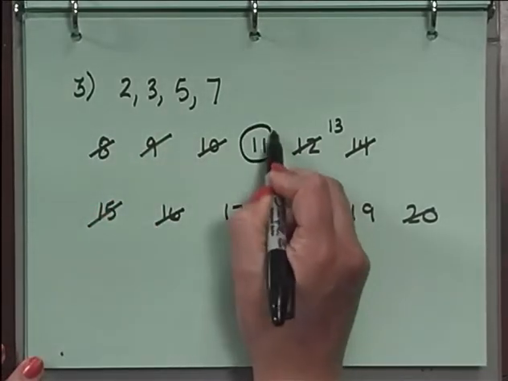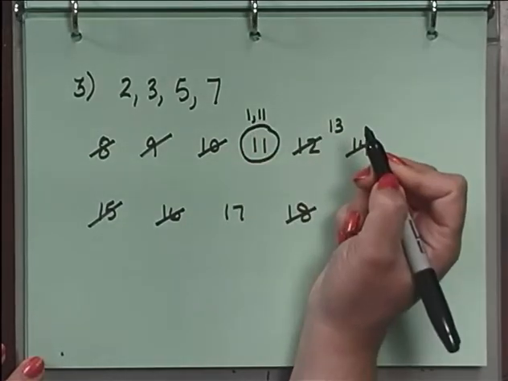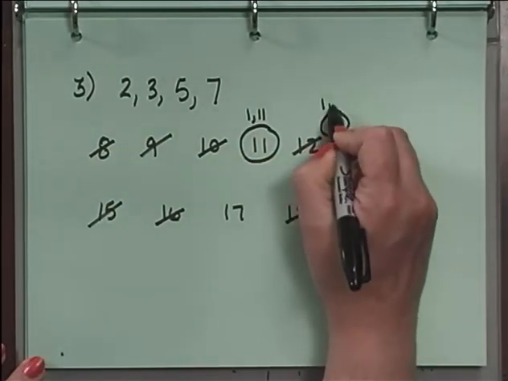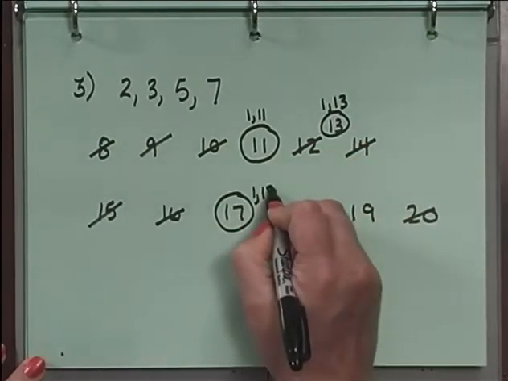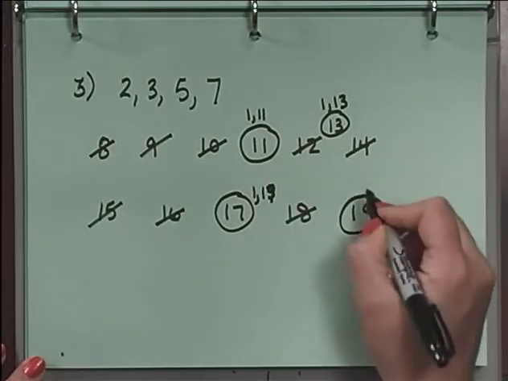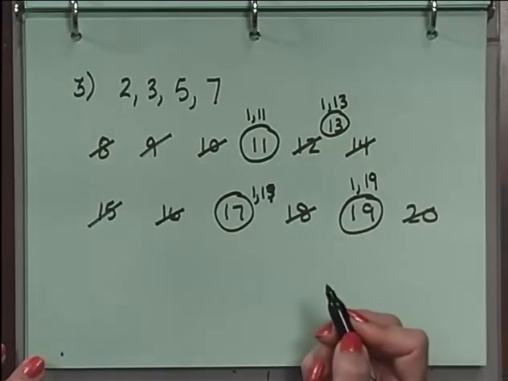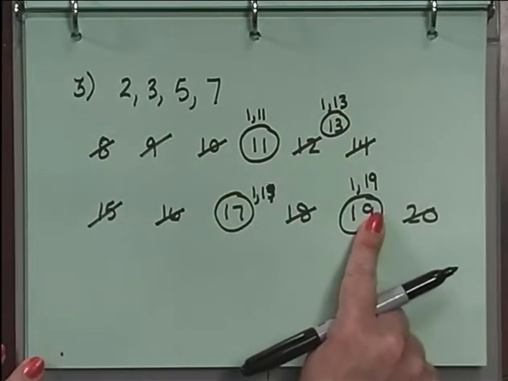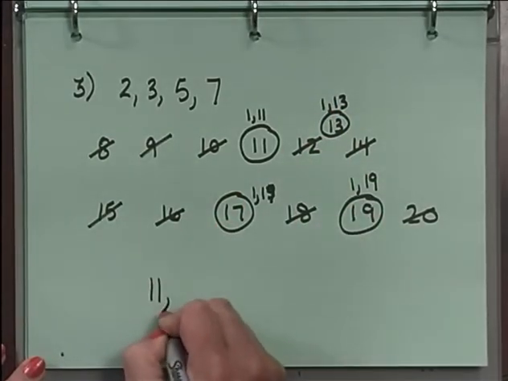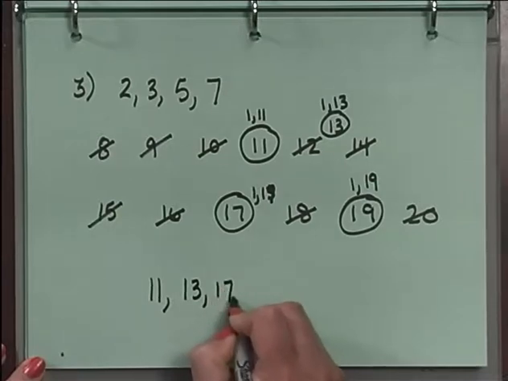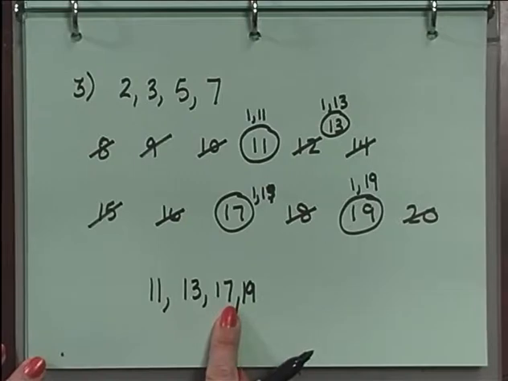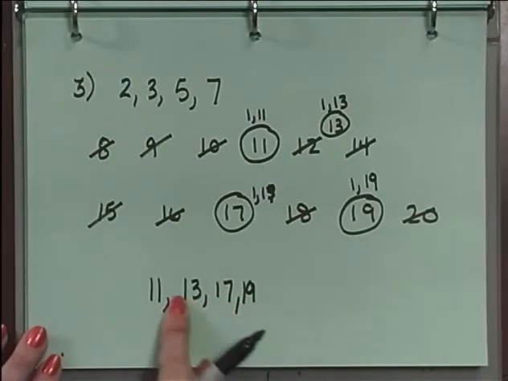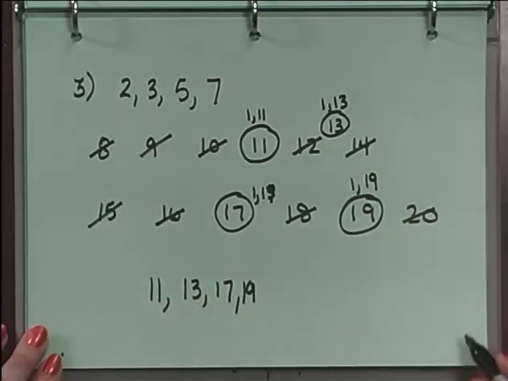Does 11 have any other factors besides 1 and 11? No. 13 only has factors of 1 and 13. 17 only has factors of 1 and 17. And 19 only has factors of 1 and 19. So these 4 numbers are prime, and they are our next 4 prime numbers. So 11, 13, 17, and 19 would be the next 4 prime numbers. Each of these numbers only has 2 factors, 1 and the number itself. Therefore, they are prime.